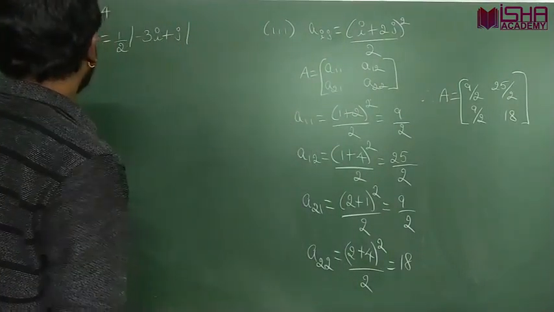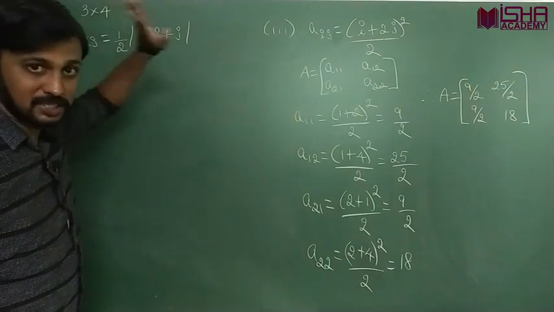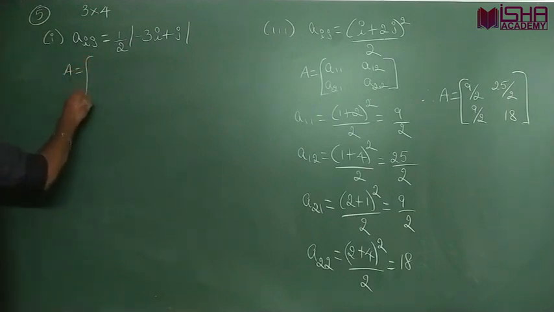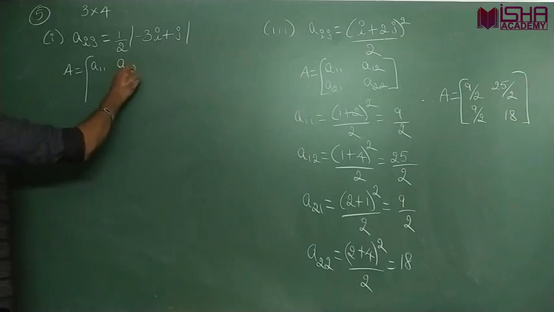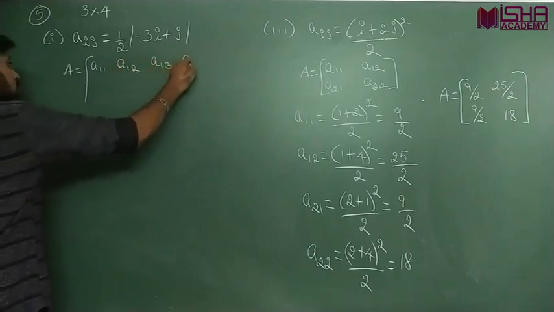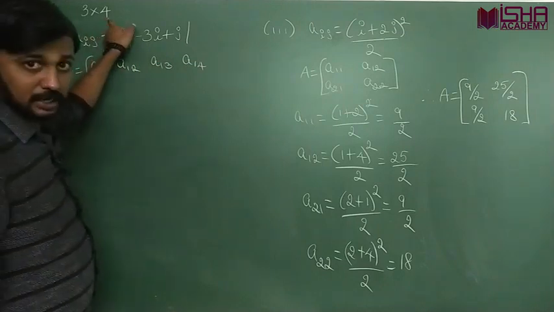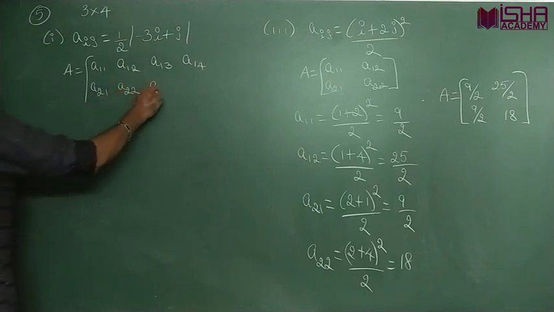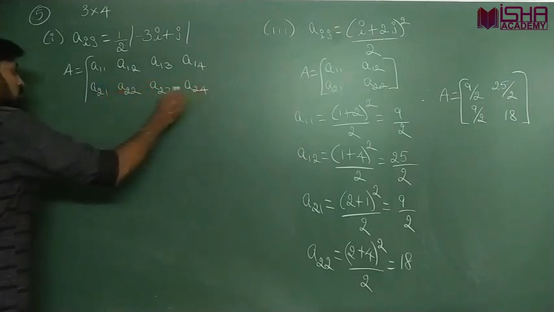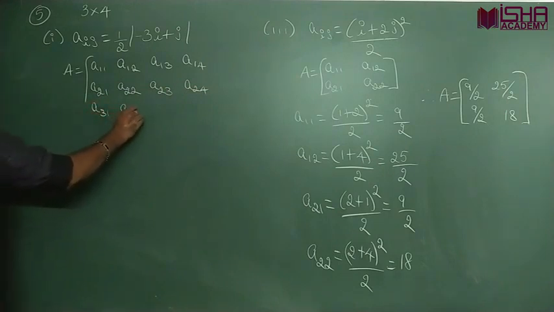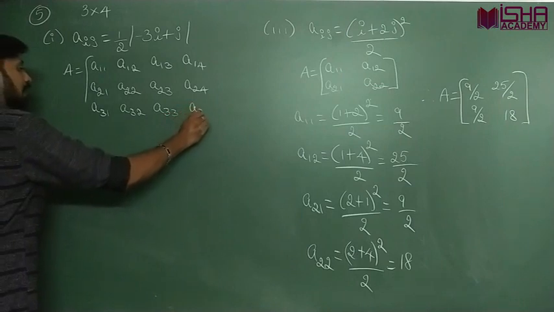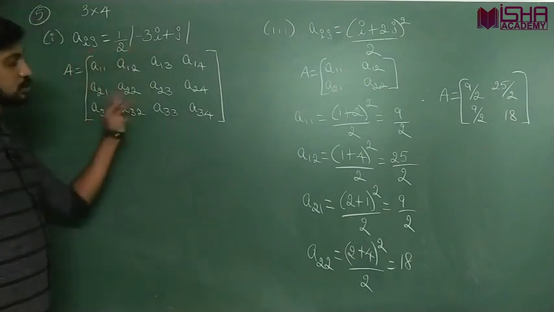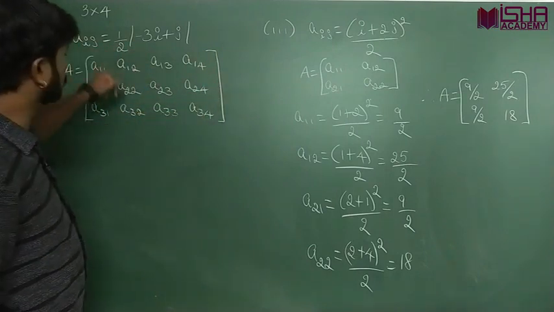Here the first step is you have to write a 3 cross 4 matrix in general. 3 rows, 4 columns. So A: 3 rows. A11, A12, A13, A14. Totally there are 4 columns. Similarly, A21, A22, A23, A24. Next, A31, A32, A33 and A34. This is a 3 cross 4 matrix.